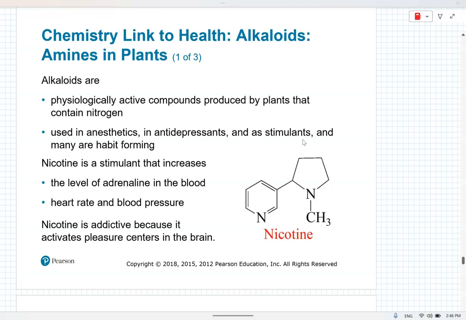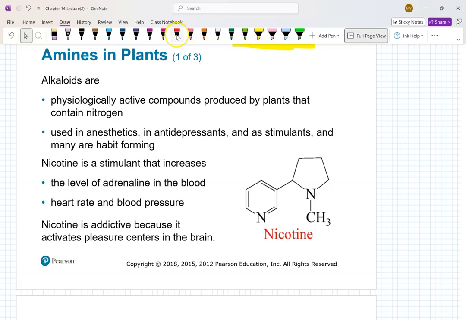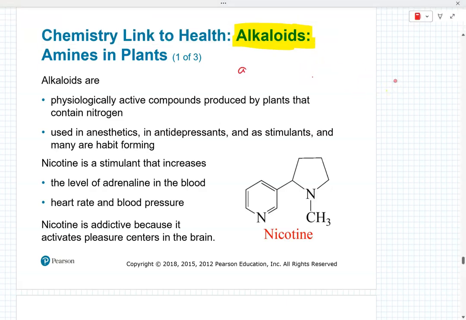Another important category of amines is the so-called alkaloids. So I'm going to muse a little bit about the linguistics contained within that word. Alkaloid is an Arabic word, al-kali, okay? What do you think al-kali means in Arabic? You absolutely know what it means. 100%.